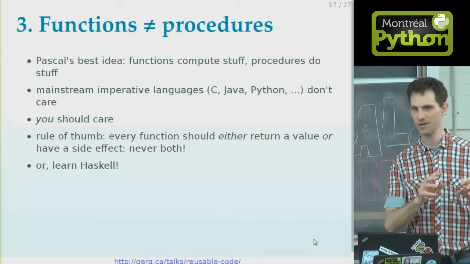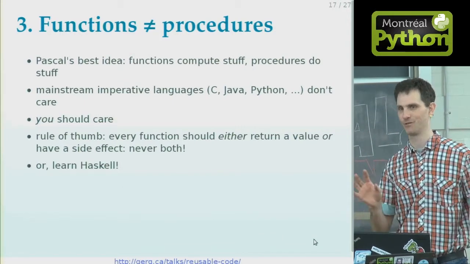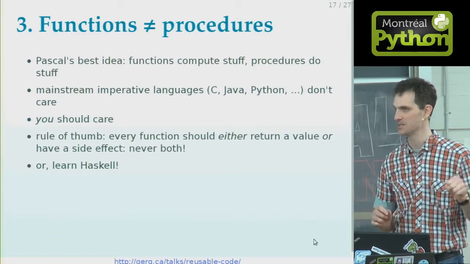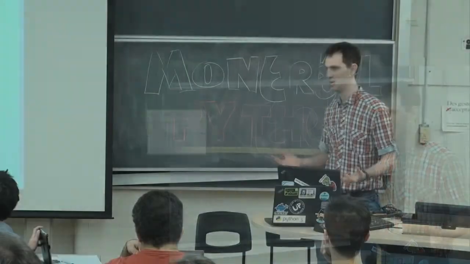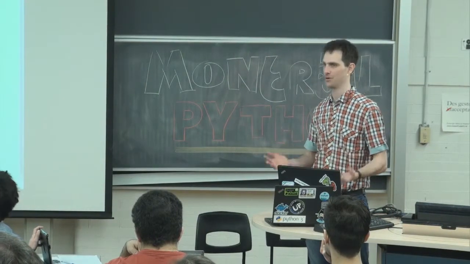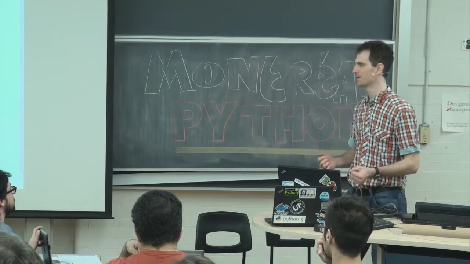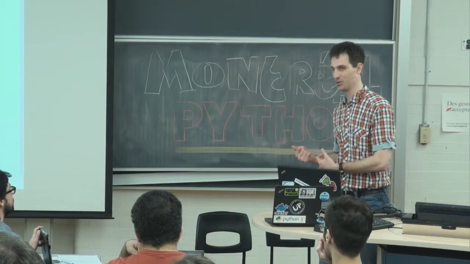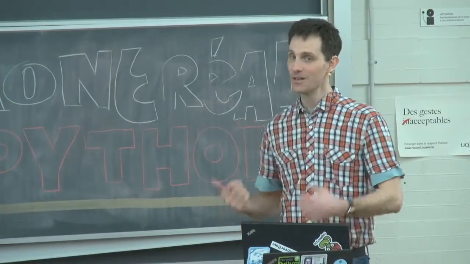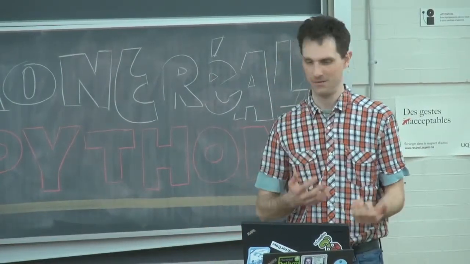Because the best kind of function at all is a pure function. A pure function depends only on its input arguments, and the only way it can affect the outside world is through its return value. Pure functions are awesome. I love them. But in the real world, not everything can be a pure function. Lots of things have side effects. Nothing wrong with side effects.